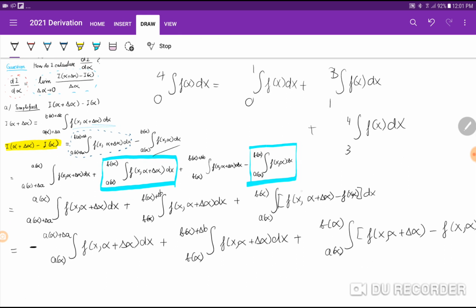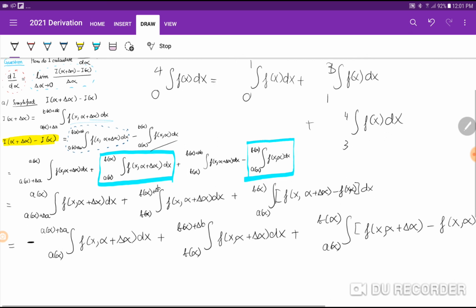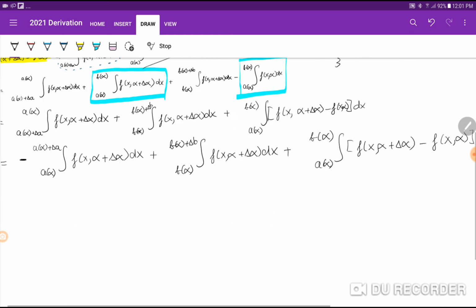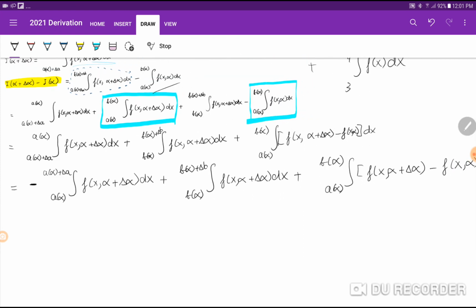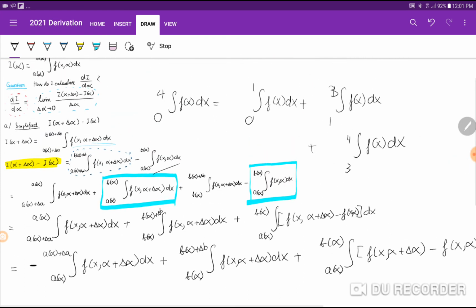That's why we arrive at this, and I group the two blue terms together, and then I change the sign. That's it.